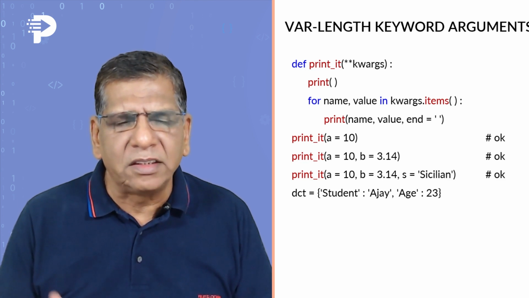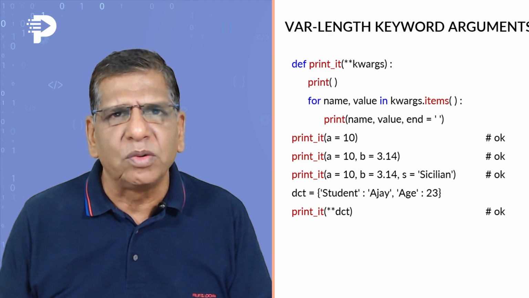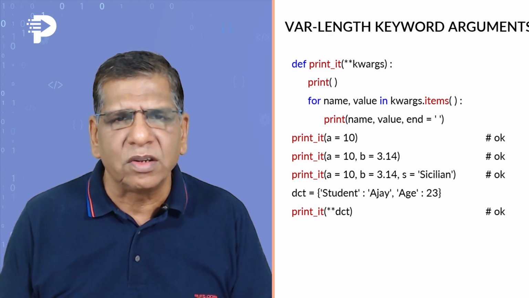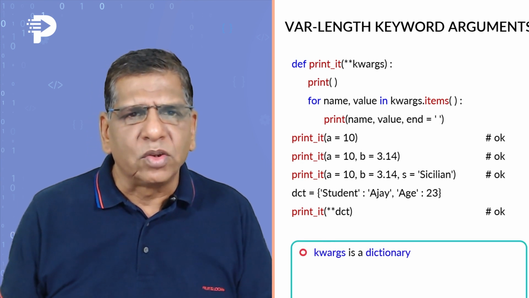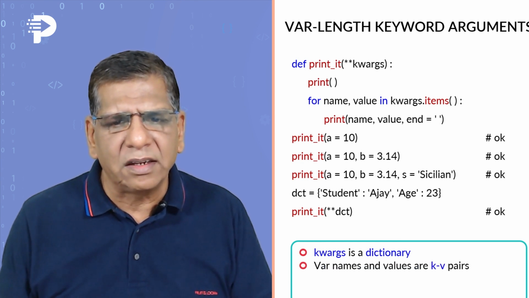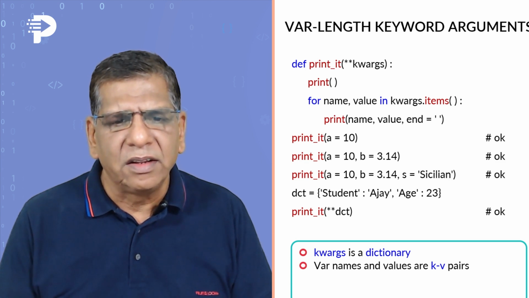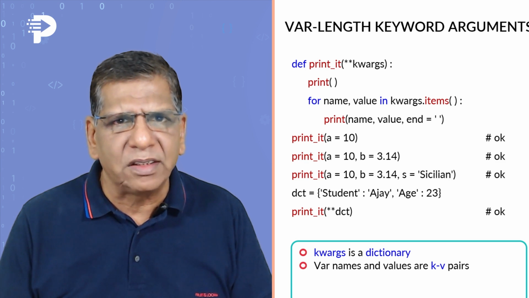I may have a dictionary while calling also, but the dictionary that we have in dct, we will have to unpack it and then pass it to the print_it function. So such a call is also perfectly fine. So kwargs, as I mentioned, is a dictionary. ** has to be used to indicate that it's a dictionary. The variable names and the values would be stored as key value pairs in this dictionary.